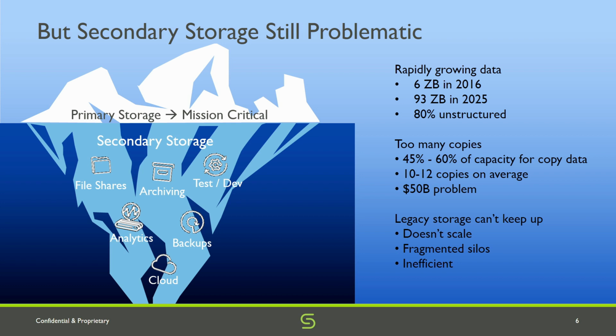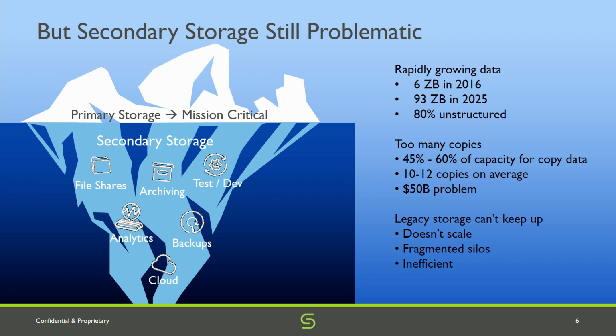This segment is consuming about 80% of enterprise storage capacity. It's a huge money sink, and there's been very little innovation over the past few years. This is also where most of the growth of data is going to happen. The volume of data being managed by enterprises was 6 zettabytes in 2016, and that's expected to increase to 93 zettabytes by 2025. That's the total volume of data being managed by enterprises. 80% of that is unstructured data, typically sitting in these secondary storage silos.